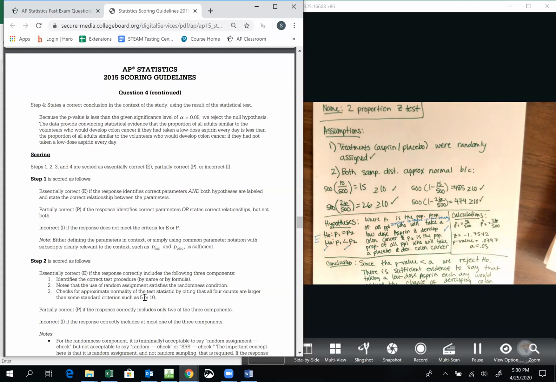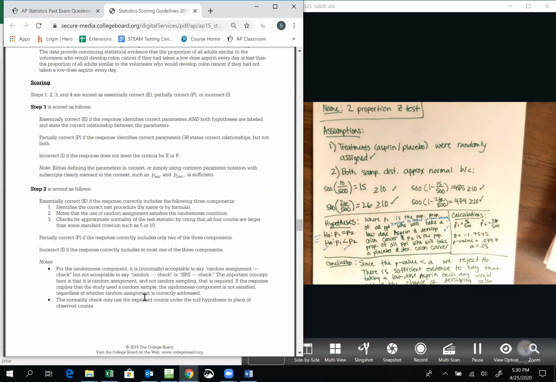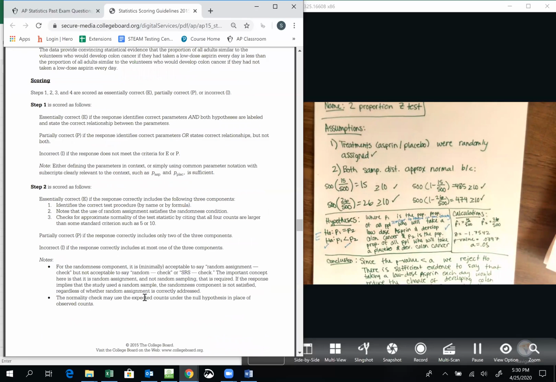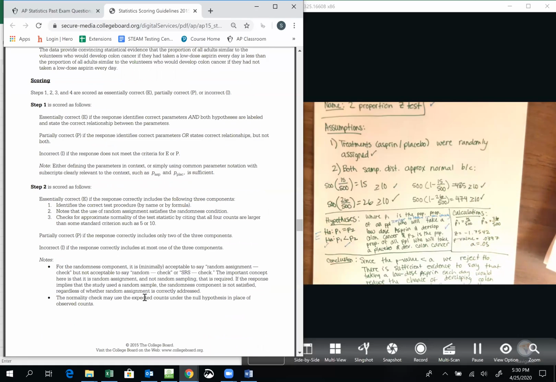Okay, and then step 2, essentially correct if we include the following 3 components. Identify the correct test procedure by name or formula. I like the name, not the formula. The formal name for this test is a 2-sample z-test for the difference of 2 proportions. A 2-proportion z-test is equivalent.